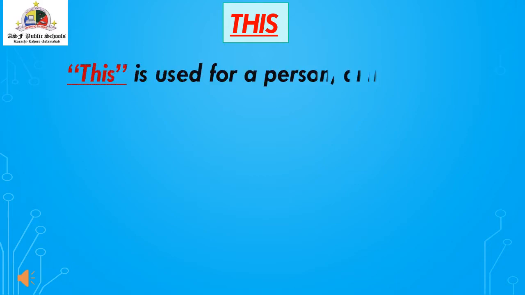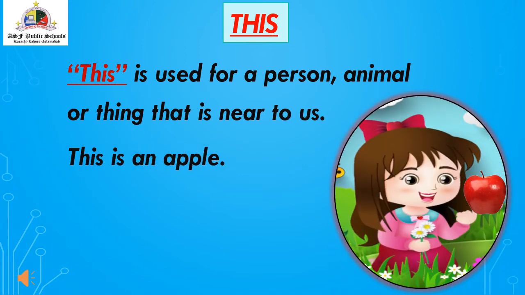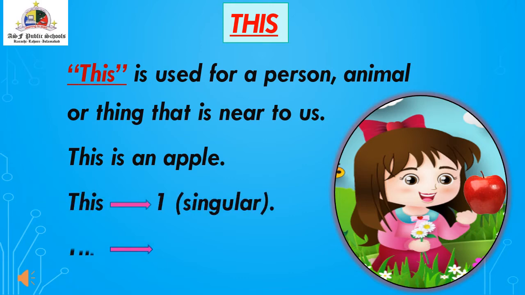Now kids, let's learn about the words this, that, these and those. First, let's learn about the word this. This is used for person, animal or thing that is near to us. Look at an example. This is an apple. Here we are talking about a specific apple, the one in the girl's hand. The apple is close to her. The noun which is close to us, we use the word this for them.